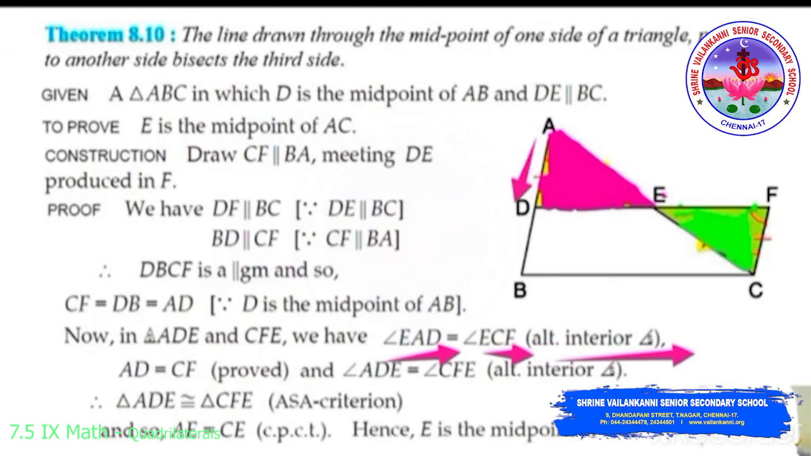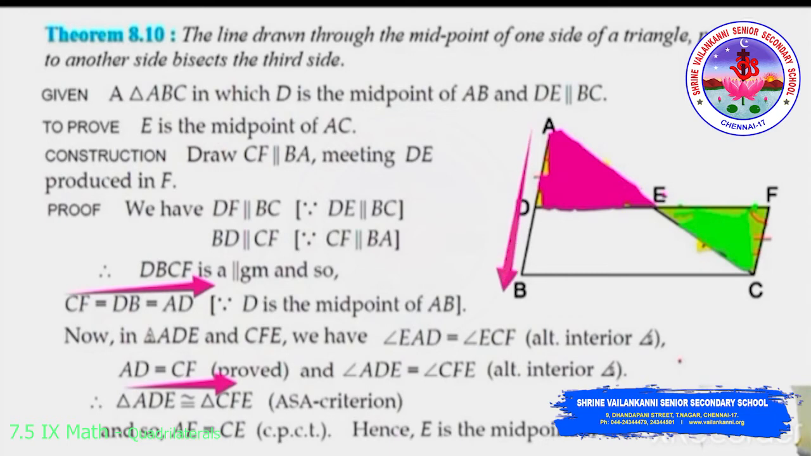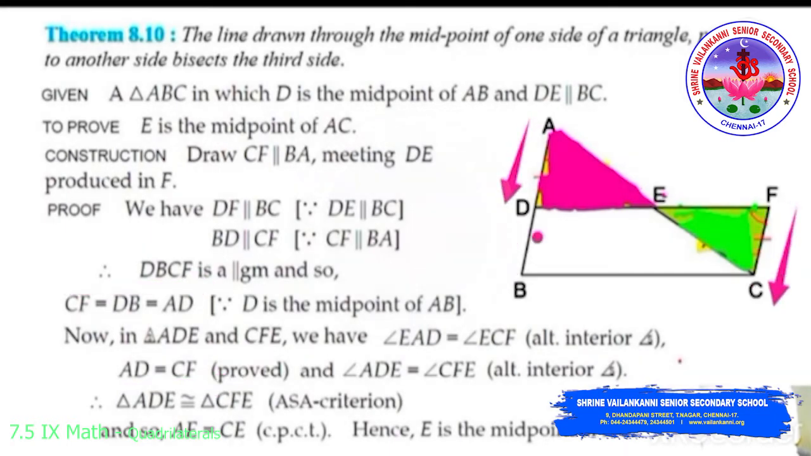Also we know that AD is equal to CF, which we proved before. The third, AB is parallel to CF. So I am taking AD is parallel to CF and DF is a transversal. Alternate interior angles are ADE and CFE. So I am writing angle ADE is equal to angle CFE, alternate interior angles.